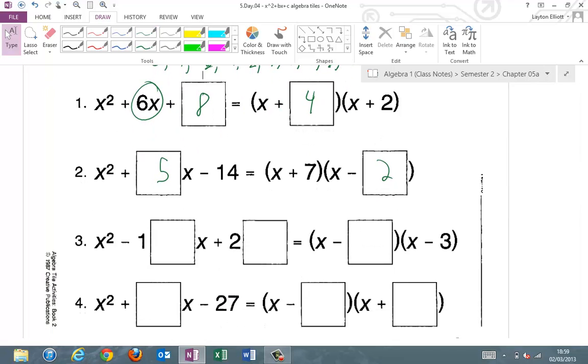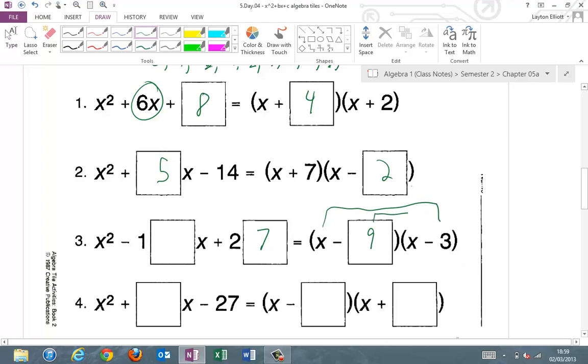Number 3, I have x squared minus 10 something plus 20 something equals x minus something and x minus 3. What multiplies by 3 to give me something in the 20s? Well, 6 doesn't. 8 does, but we've already used 8, so it can't be 8. 9 does, so let's use 9. Then I have minus 9 and minus 3 to give me plus 27. And then when I FOIL that, I have x minus 3 and x minus 9, which adds up to be negative 12.